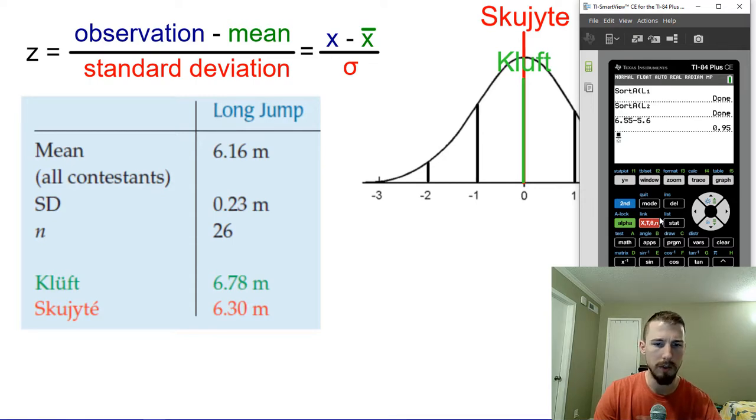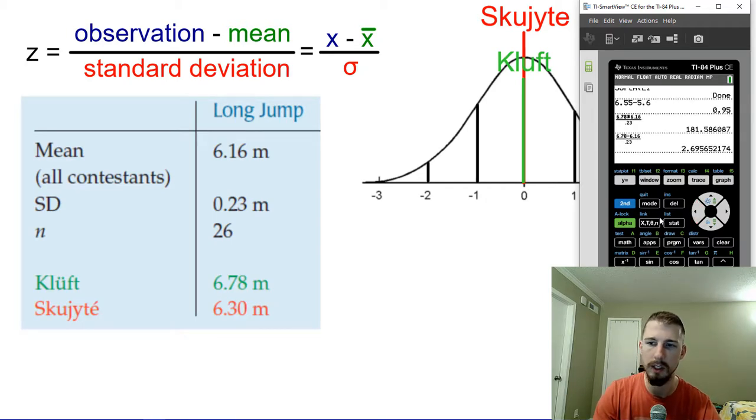All right, so our observation is going to be 6.78. Forgot the decimal there. It's kind of important. So 6.78. Then I'm going to take that minus the mean for all contestants, which was 6.16. And then I'm going to divide that by the standard deviation, which is what standardizes the whole thing, which is 0.23. Okay, so that's going to give me... Oh, I was supposed to subtract. Okay, so what's nice is you can actually go back up here and fix your error. I did it again. There we go.